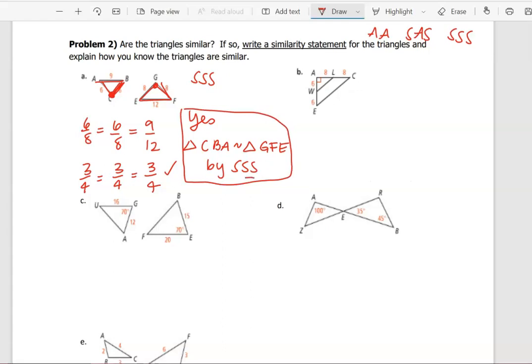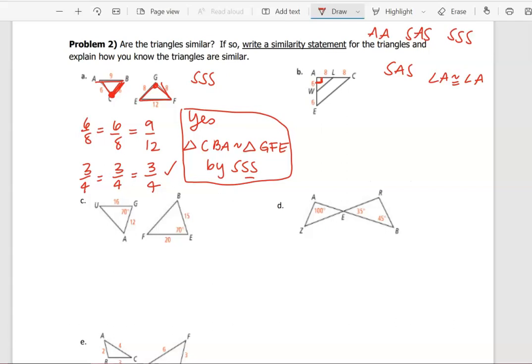All right, let's check out B. So right away when I look at B, I see I'm given one angle, and then I'm given 2 sides, right? I don't know anything about these third sides, so hopefully that means I'm going to use side, angle, side. Well, angle A is in both triangles, so I can say angle A is congruent to angle A. That's cool. Then we've got to see if our sides are proportional.